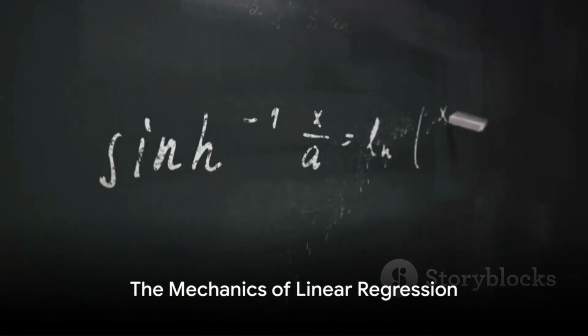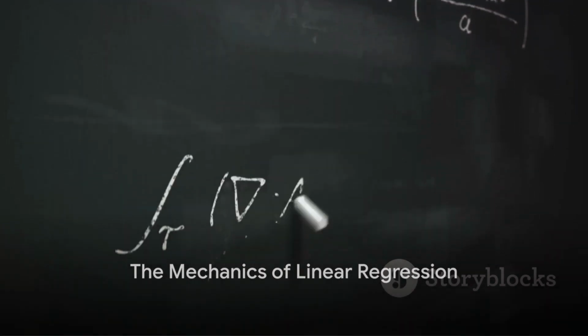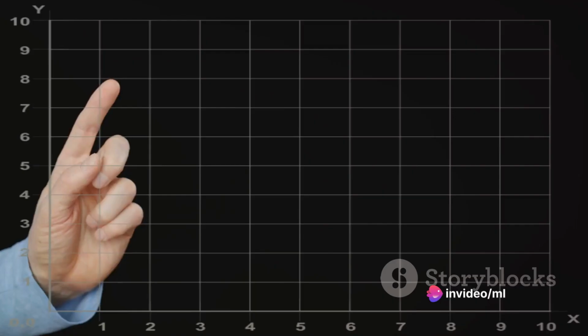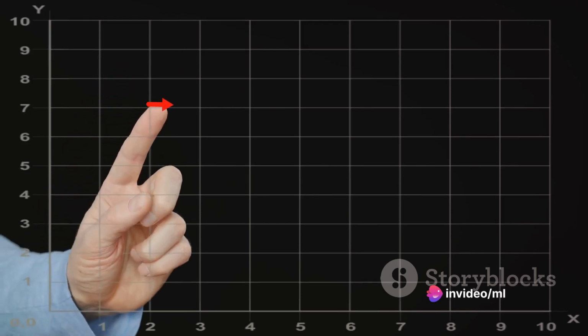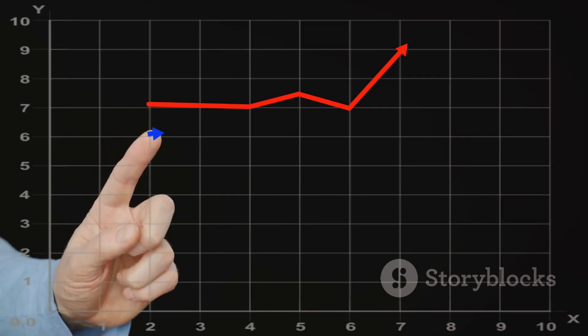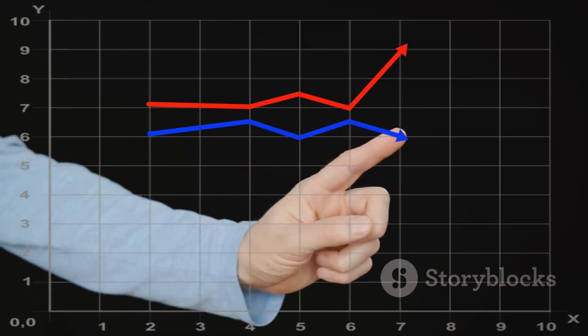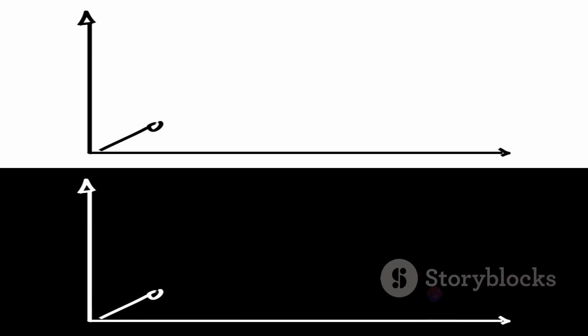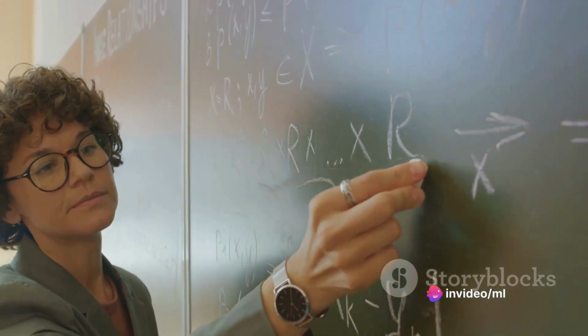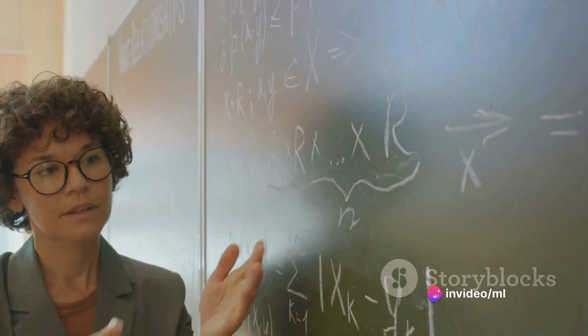Now you might ask, how does linear regression work? Well, let's dive in. The magic of linear regression lies in its simplicity. Imagine you're trying to draw a straight line through a scatterplot of data points. Your goal is to draw a line that best represents the relationship between the variables. But how do you define best? This is where the least squares method comes into play.